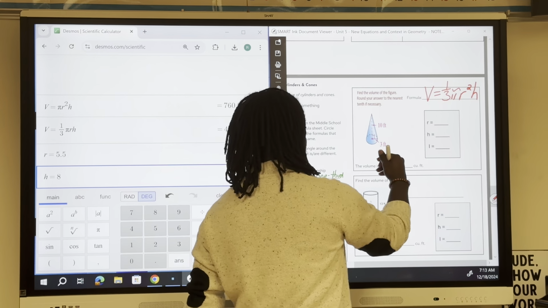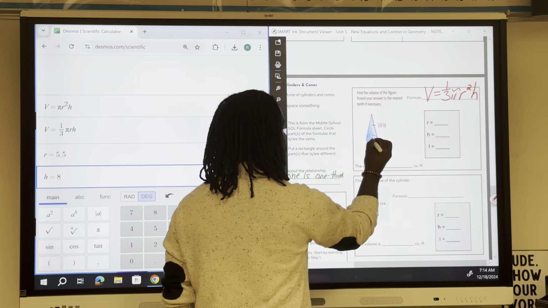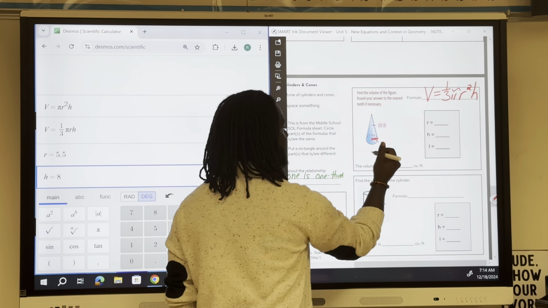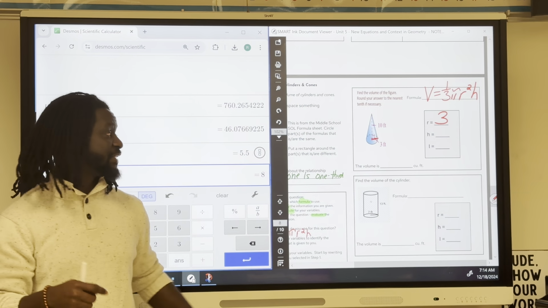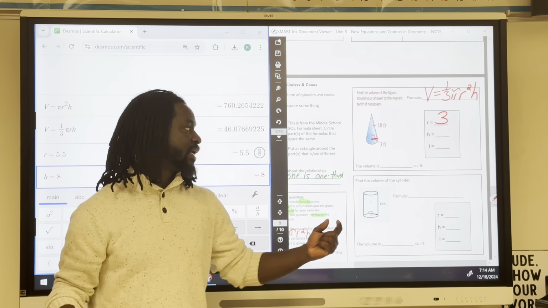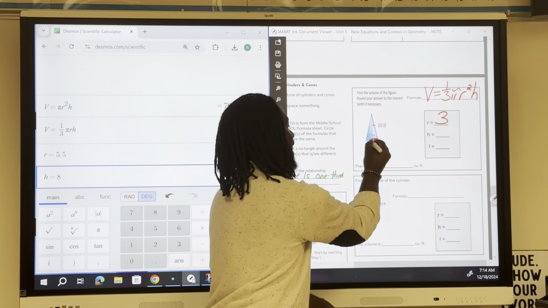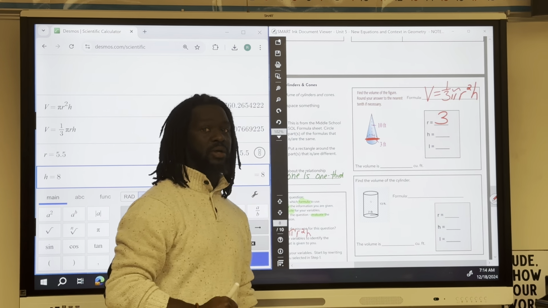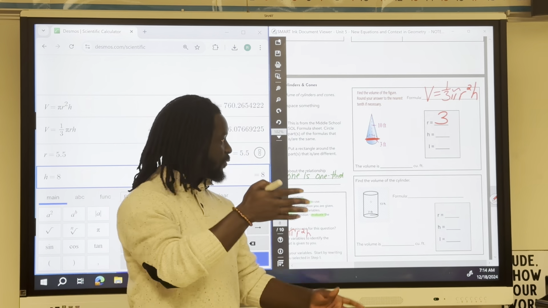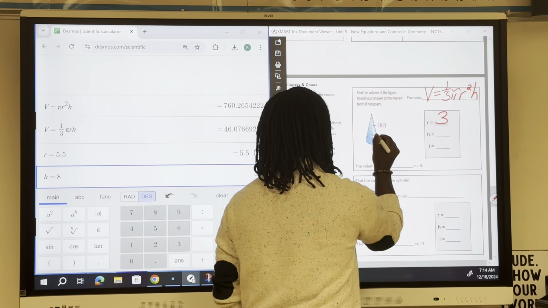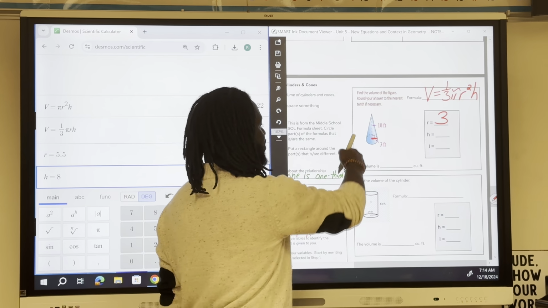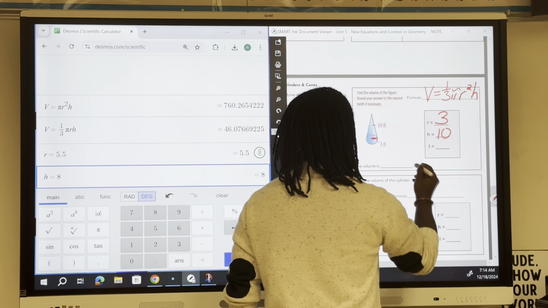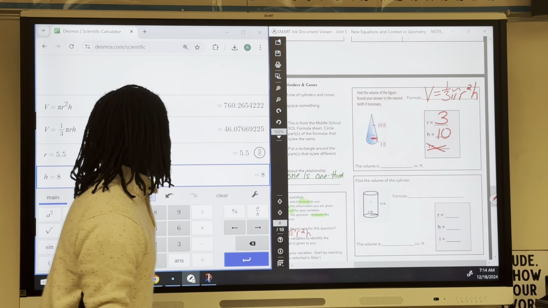And then I want to identify, well, the radius goes from the middle to the outside. So my radius is 3. I don't have to cut it in half this time because I actually have the radius. The only reason I would cut it in half is if I had the diameter, and that would have been 6. Then I would have needed to cut it in half. So make sure that you understand, again, what you are given. Then the height is 10, okay? And I do not need the slant height, all right?